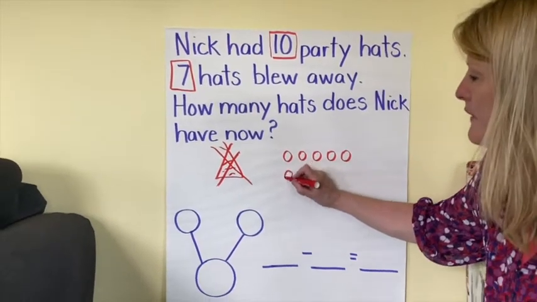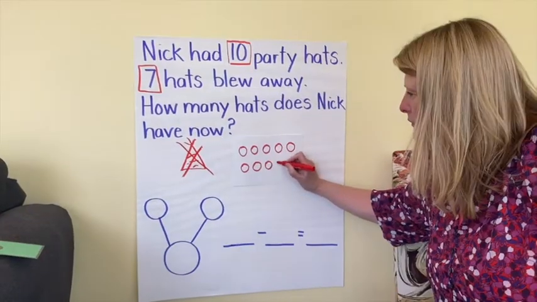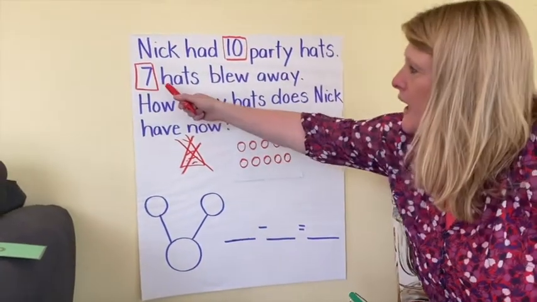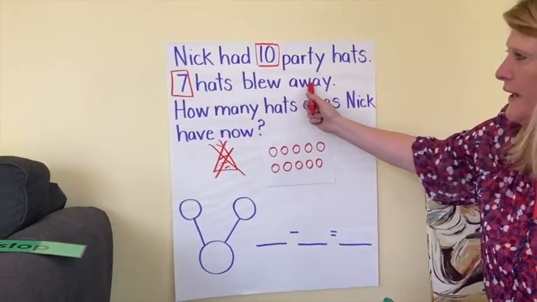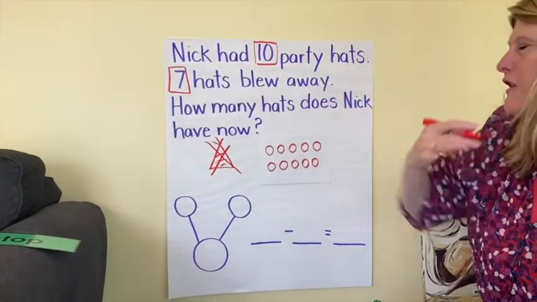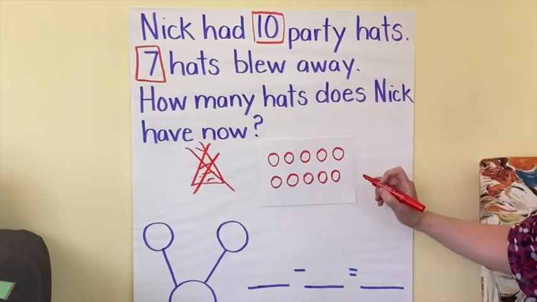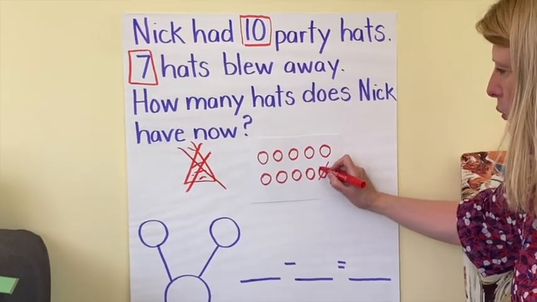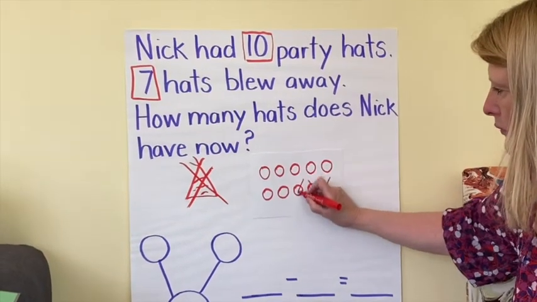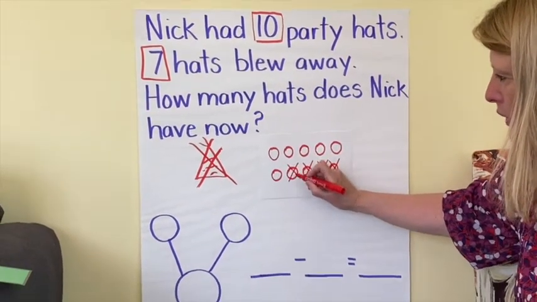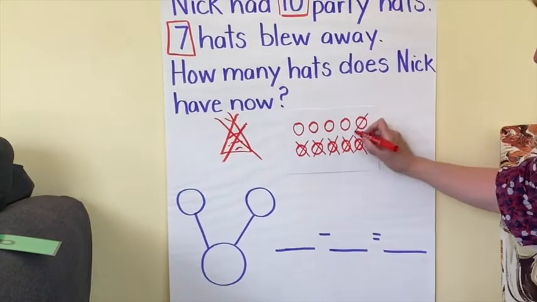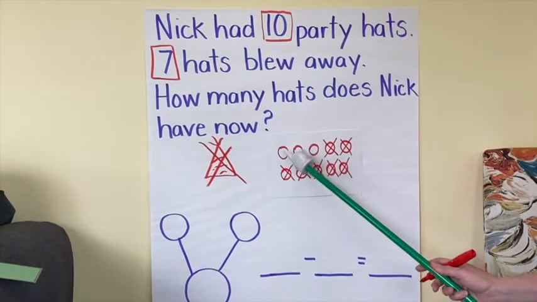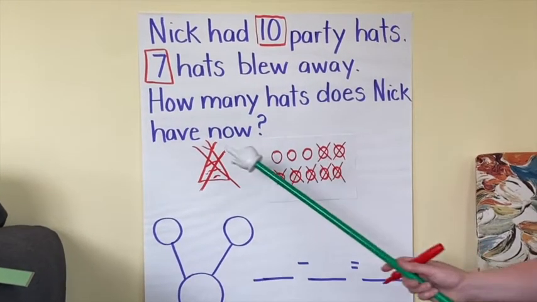I have 5, 6, 7, 8, 9, 10. I've drawn my 10 party hats. I go, 7 hats blew away. So that means whoosh, they've been taken away. So that's going to be a subtraction. So I need to take away 7. So I cross them off. 1, 2, 3, 4, 5, 6, 7. Ooh, how many does that leave? 1, 2, 3. And there's my answer.